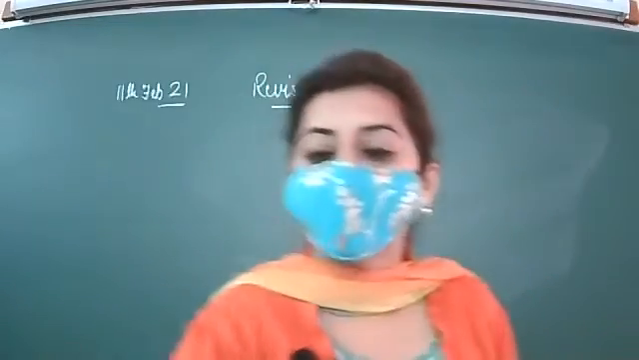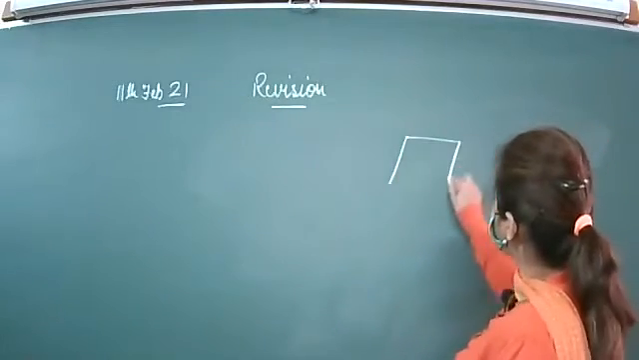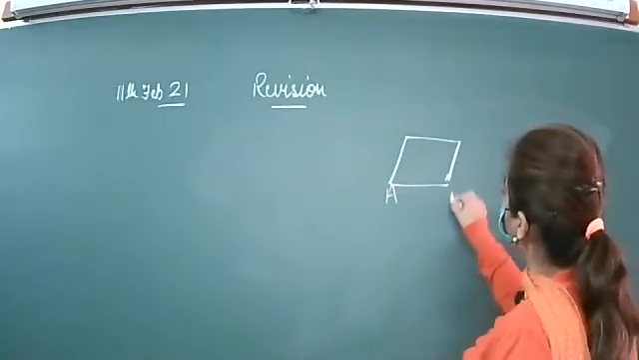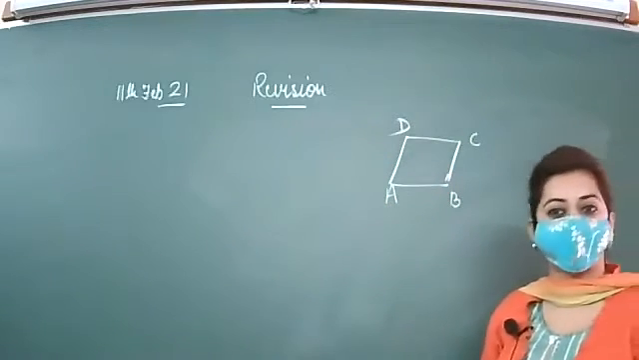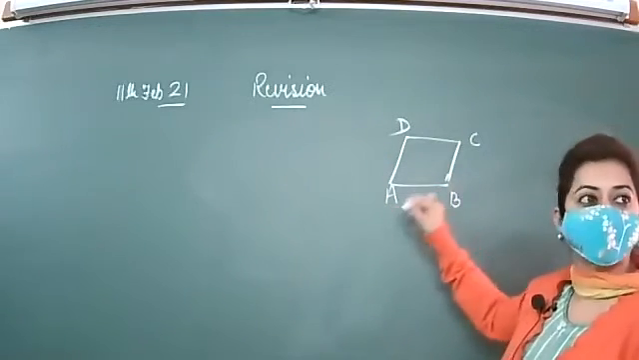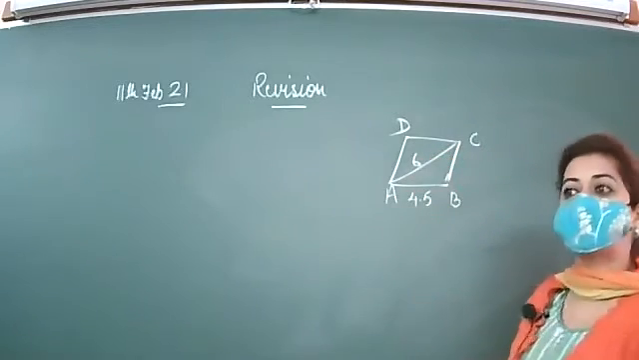Yesterday we were discussing one question, how to draw a rhombus whose one side is 4.5. This is your rough figure. Name of the rhombus is not given, so I have written ABCD. If the name is given, you can write the name. Name of the rhombus is ABCD. One of the side is 4.5 and one of the diagonal is 6. This is given to you.